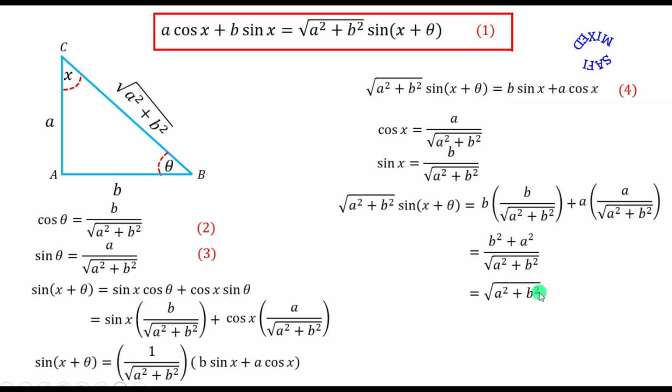In fact, the square root of a squared plus b squared is the hypotenuse. This means each side in equation 1 in fact represents the hypotenuse of the triangle. And in the case of a simple harmonic oscillator, each side is in fact the instantaneous displacement from the origin of the equilibrium position.